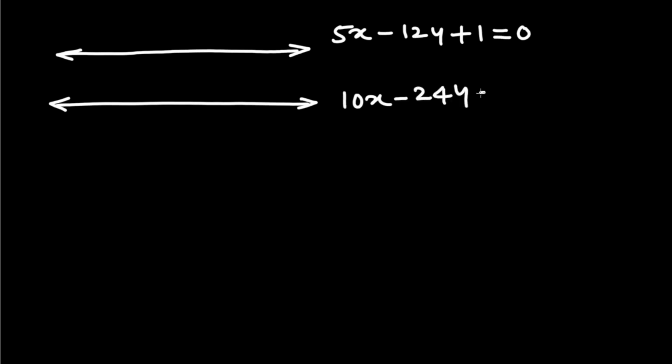How to find the distance between two parallel straight lines whose equations are 5x minus 12y plus 1 equals 0 and 10x minus 24y minus 1 equals 0. We have to find the perpendicular distance between these two parallel lines, which is P. We know that when two lines are parallel, then the coefficients of x and the coefficients of y are either same or they are in proportion.